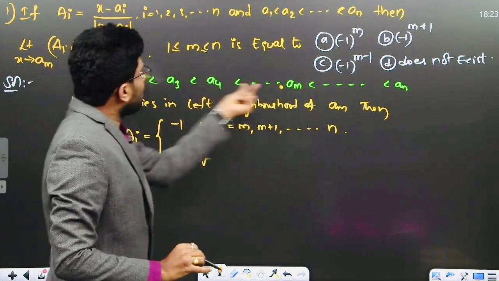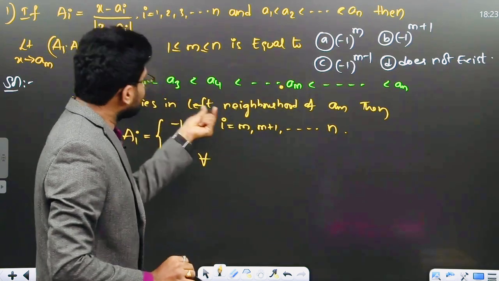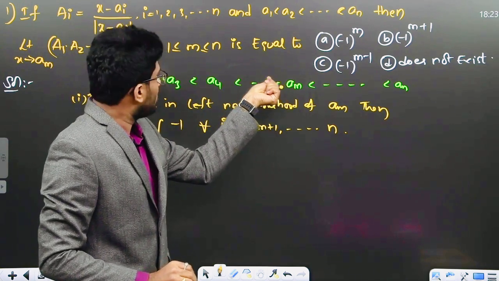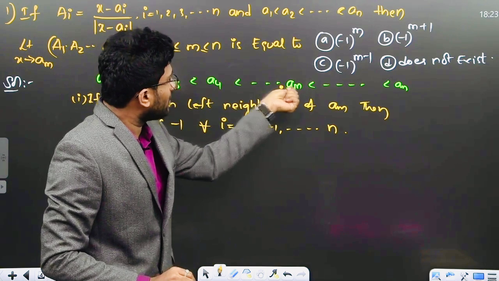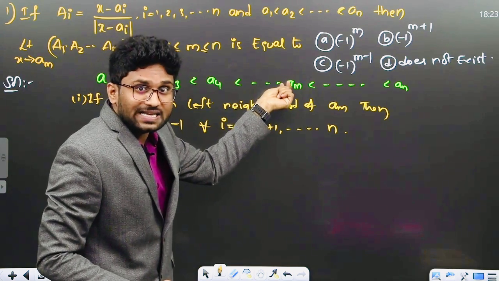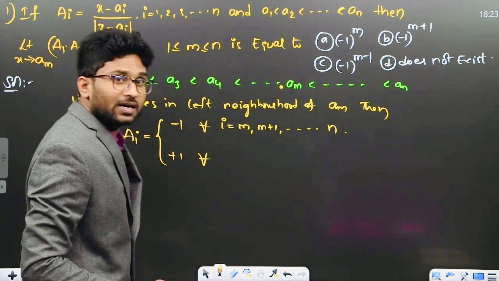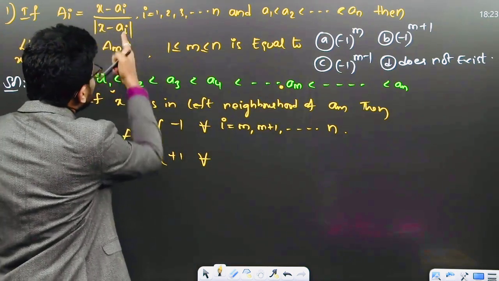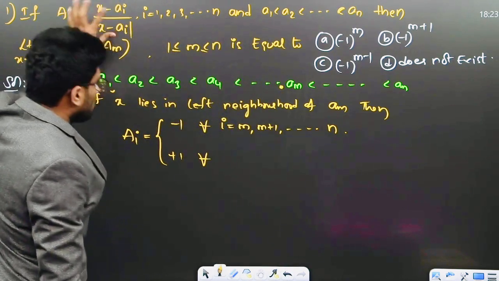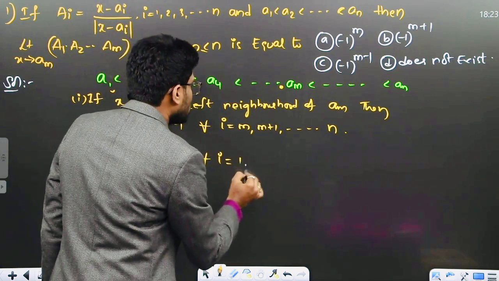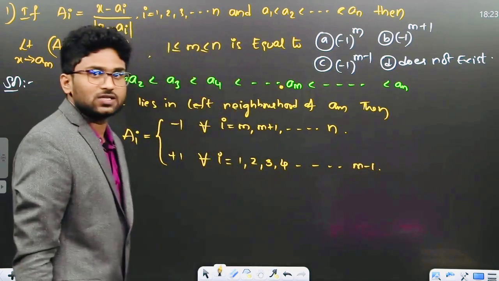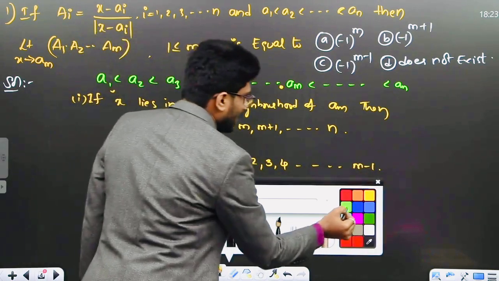Suppose from 1 to m minus 1 you take: x lies somewhere here, in the left neighborhood of a_m, so definitely x value will be greater than a1. So x minus a1 will be positive, x minus a2 will be positive, same by positive, you get plus 1. So this is for i equals 1, 2, 3, 4 and so on till m minus 1. Now the other case I take, friends, case 2.